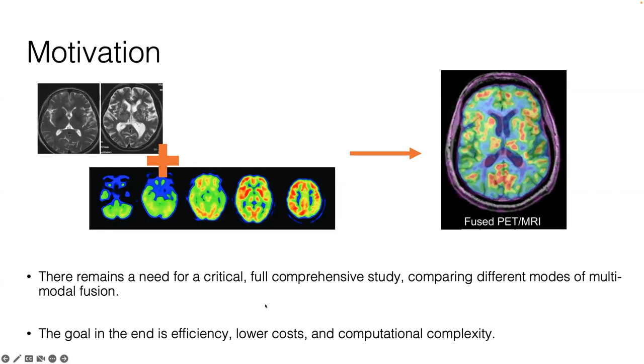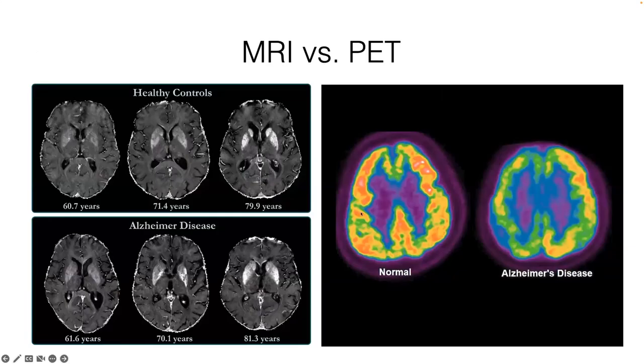The motivation, similar to that, is that there remains a need for a critical, comprehensive study comparing different modes of multimodal fusion. In the end, the goal is efficiency, lower costs, and lower computational complexity that would allow more people to use this and provide effective ways of early detection for Alzheimer's disease. First, here are examples of MRI and PET scans within Alzheimer's disease detection. MRIs over time can help show changes in the brain. Watching for shrinkage and other changes in the brain can lead to that Alzheimer's disease diagnosis.